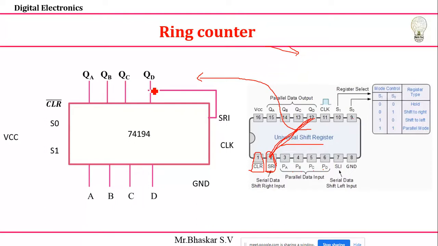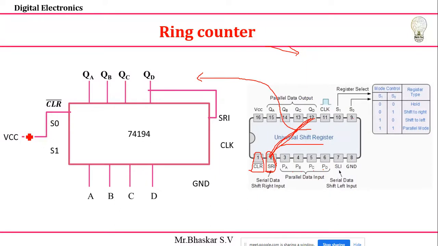Next, I have a clear. I already told that the clear bit should be high. If your clear value is 0, then the data will be erased. I don't want to erase this. I want to keep the data. That's why clear should be connected to VCC.